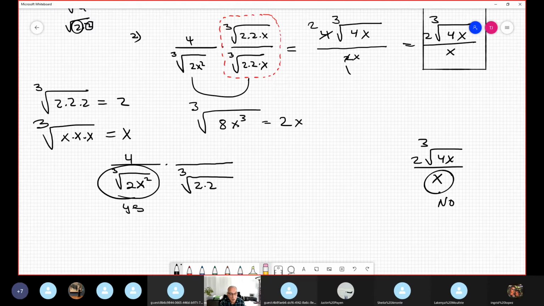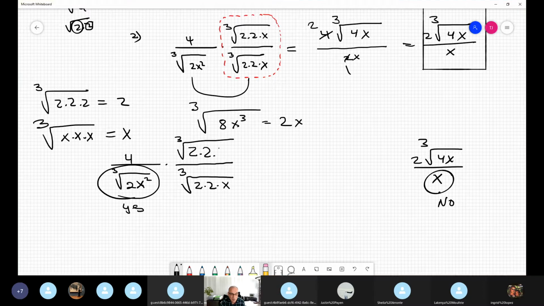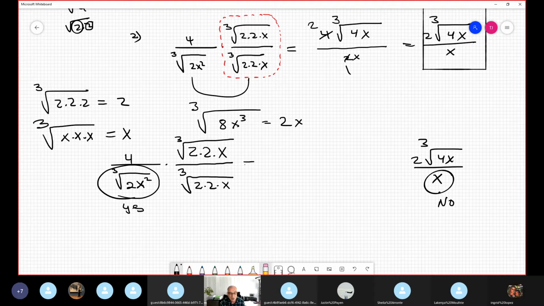So we have 2, I need to put only 1 extra. In order to not affect my original problem, I divide it and multiply by the same expression. This is my smart one. Let's do it. The multiplication is super easy. 4 multiplied by the number in the front. Guess what? Inside the radical stays 4x.